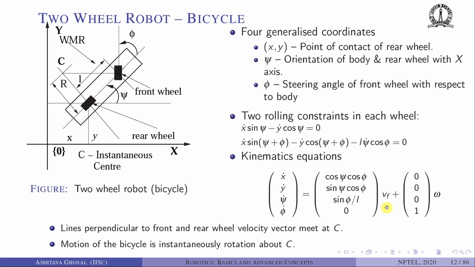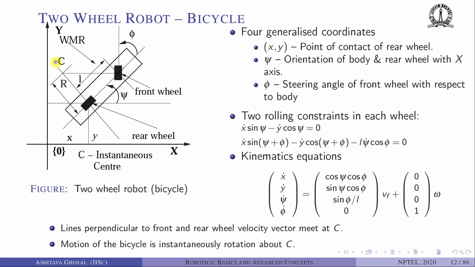Vf is the forward velocity of the wheel into 0, 0, 1 into omega, which is the steering rate. So this is the expression which gives you the four generalized coordinates, how they change with time. The line perpendicular to the front and rear wheel velocity meet at a point. This is called the instantaneous center of rotation of this bicycle. So you can think of the motion of this bicycle as rotating instantaneously about a point in this xy plane.